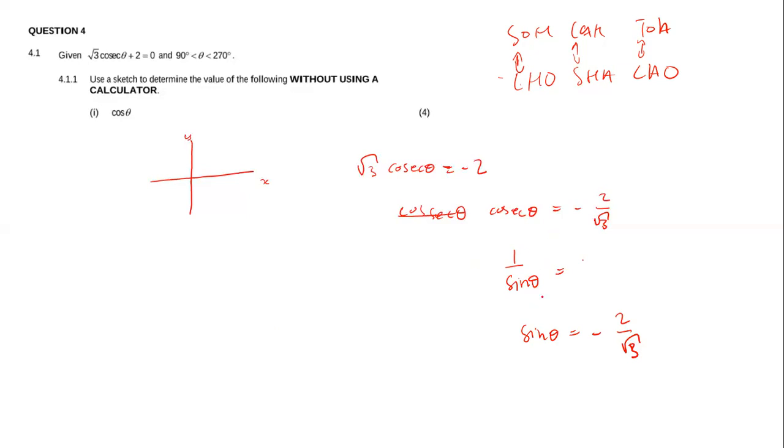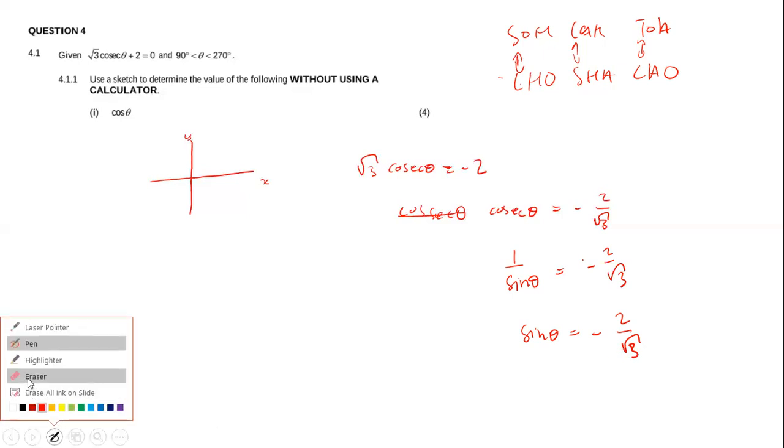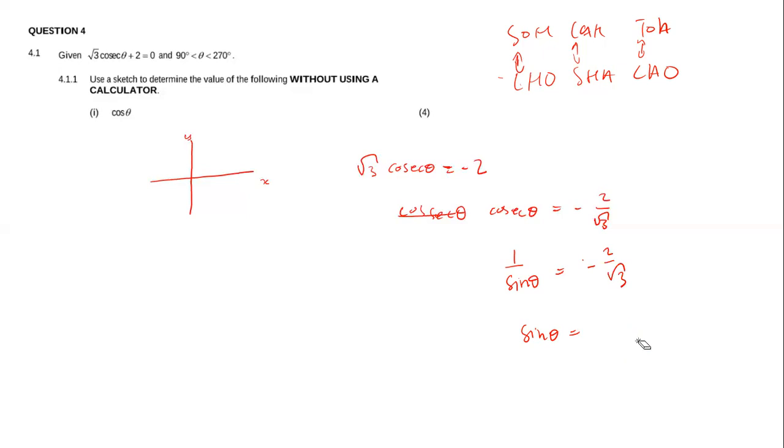Let's see, 1 over sine theta. It is this, which is negative 2 over root 3. And therefore the inverse of this, we interchange the denominator and numerator. So that means here it's going to be negative root 3 over 2. Okay, so that's how we do this.